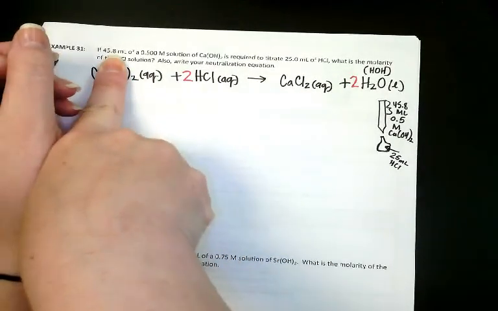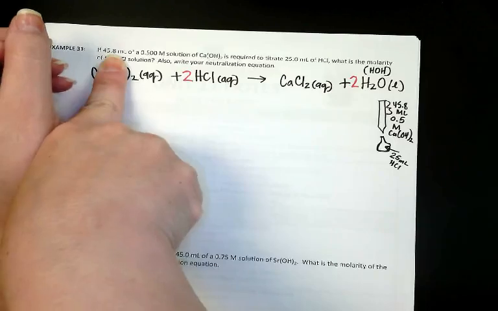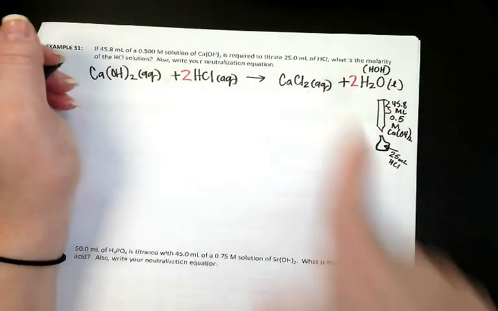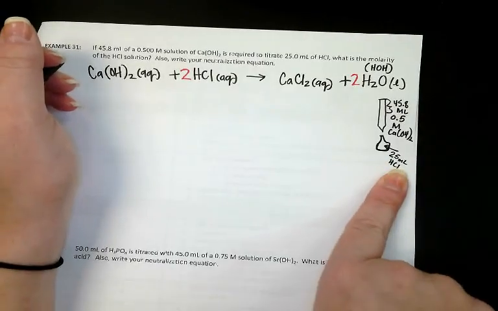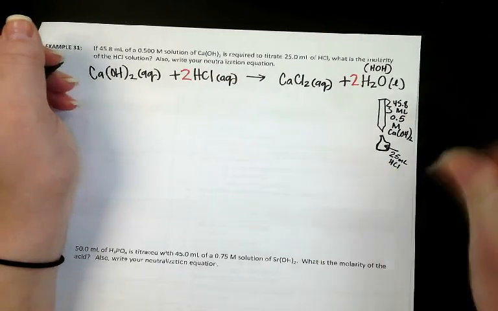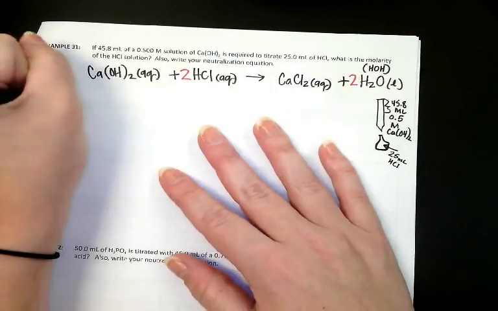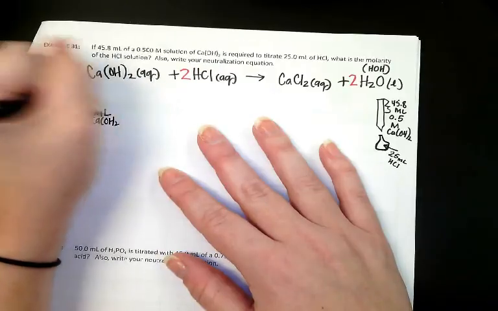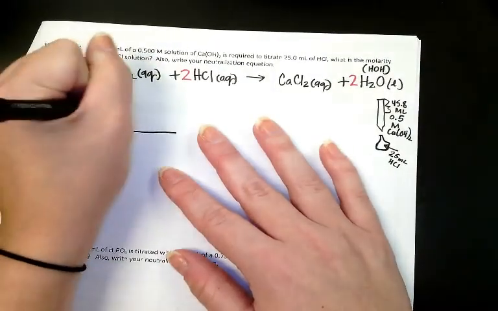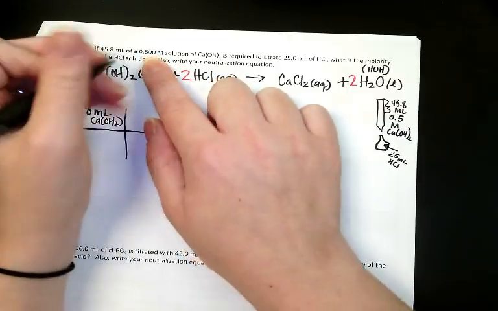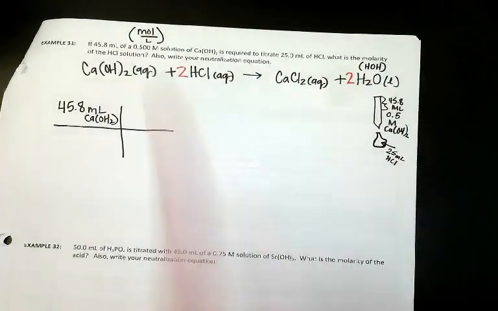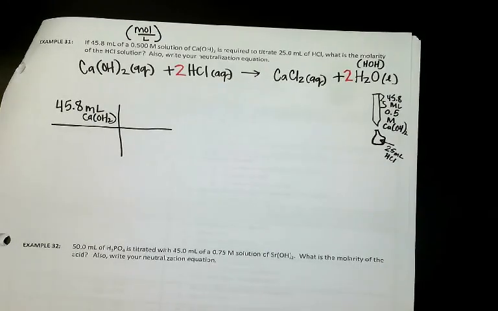hydroxide to moles of hydrochloric acid, because then I can use the moles of hydrochloric acid and the volume of hydrochloric acid to calculate molarity. Do y'all follow? Okay, so let's start with 45.8 milliliters of calcium hydroxide. Now we can use molarity as a conversion factor, right? Because it's moles per liter. That's how many moles are in 1 liter. So I can use that conversion to go from liters of calcium hydroxide to moles of calcium hydroxide.